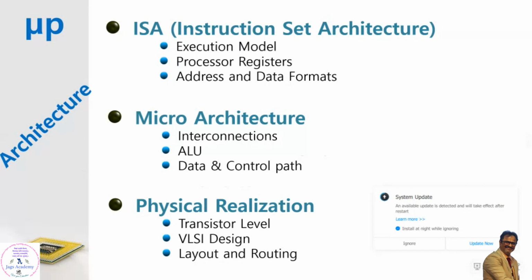They design ALU using transistors. The study of your microprocessor at a transistor level is called physical realization. A microprocessor can be studied at three different levels. One is only instruction set architecture. This is for computer science people.